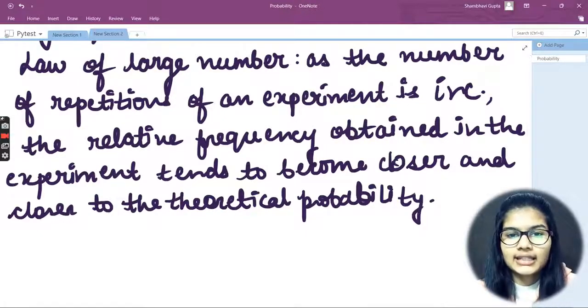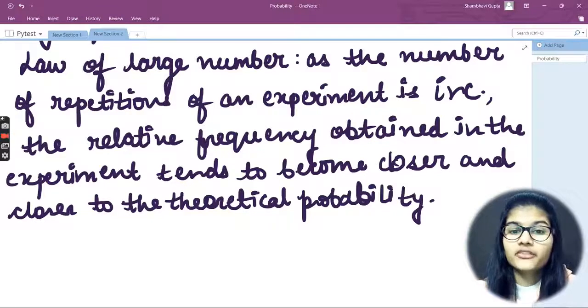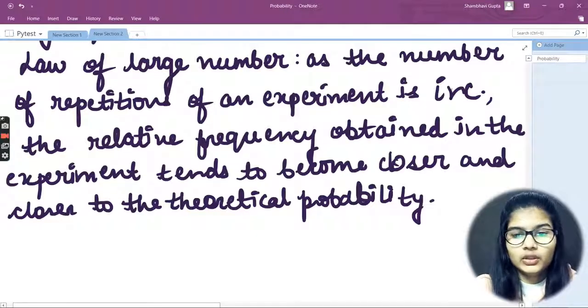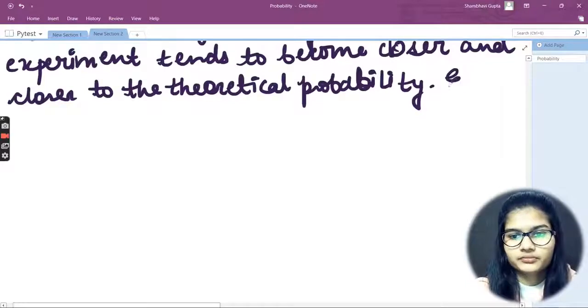So the law of large numbers says that as we see an increase in the number of repetitions of an experiment, the relative frequency which you have actually obtained in the experiment becomes closer and closer to the theoretical probability. The relative frequency obtained in the experiment slowly comes closer to the theoretical probability. Now, there is something more as well; not only is this the law, but there are some more things in this.